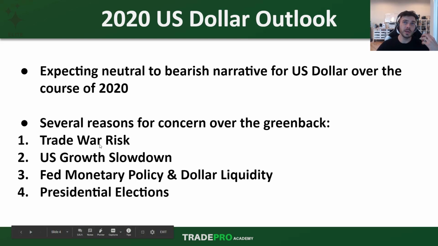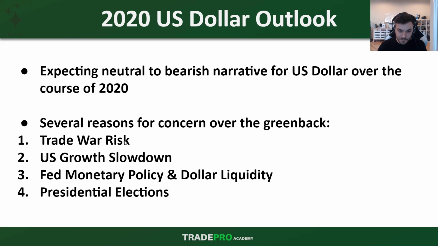All right, Trade Pro. So looking at the first reason of concern for the US dollar is the trade war risk. Now, into the end of 2019, there was a potential phase one deal announced between the US and China. Now, this is yet to be signed. The tentative date for a signing of this agreement is set for January the 15th. And so we're going to see what's going to happen on that date.